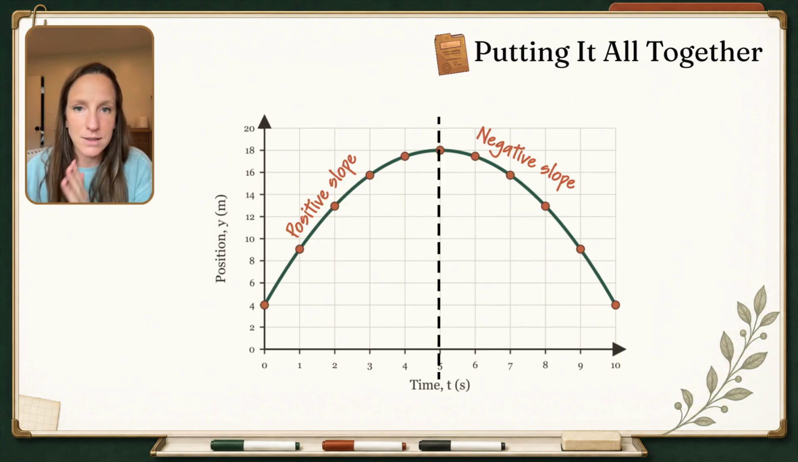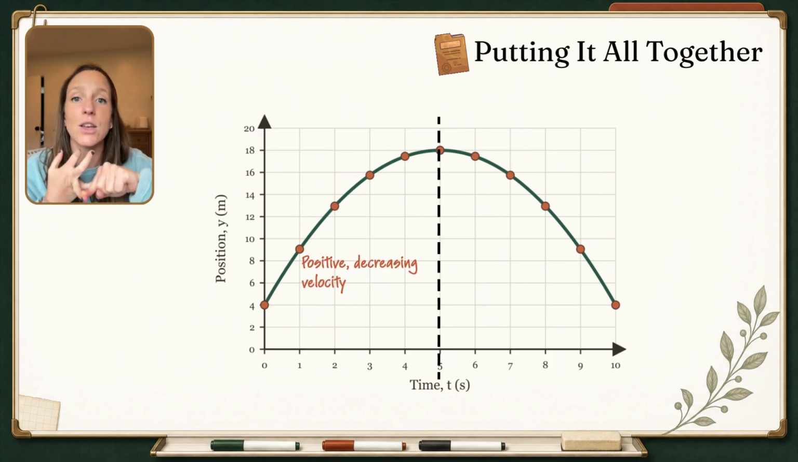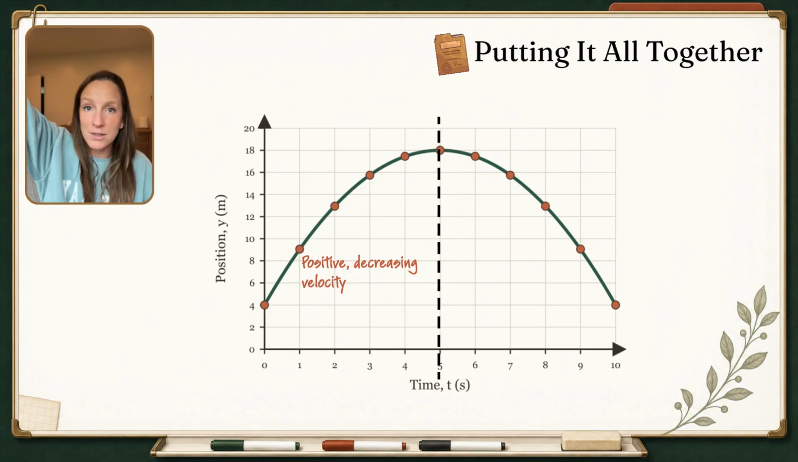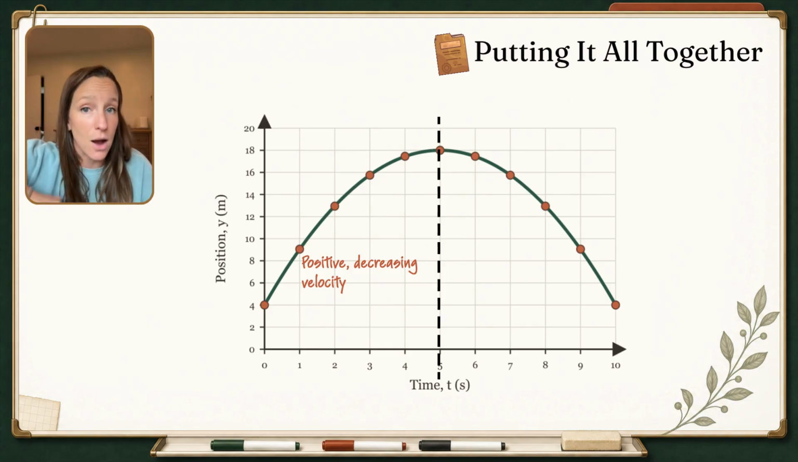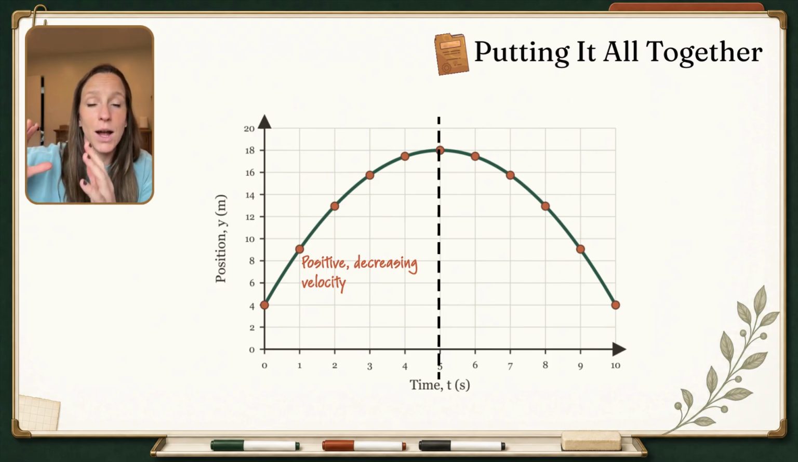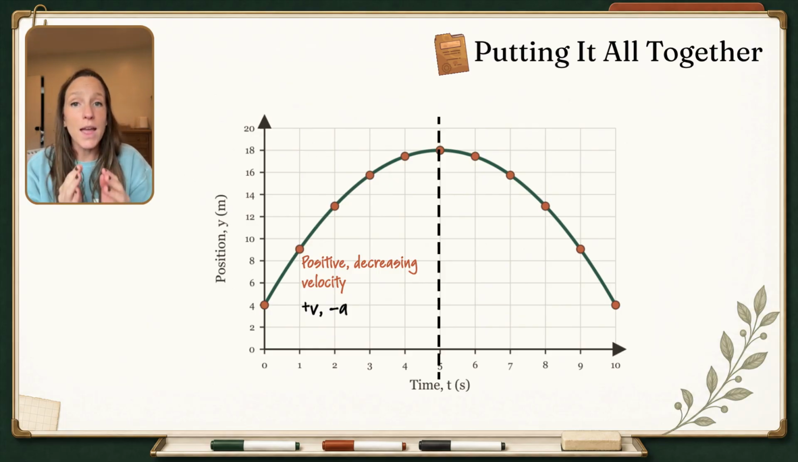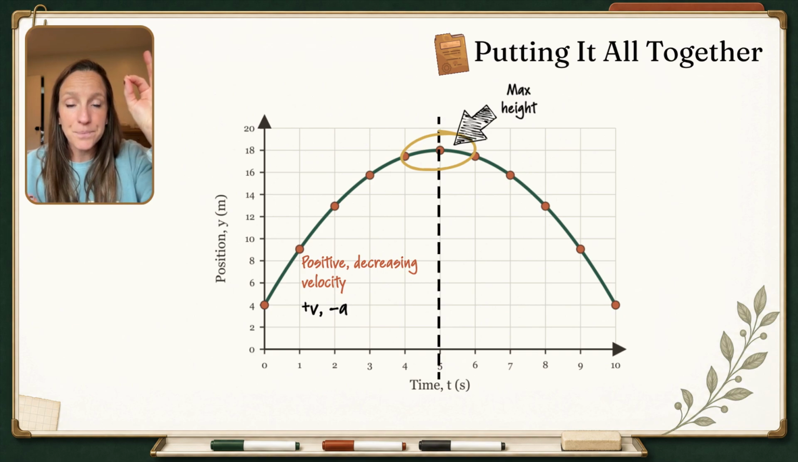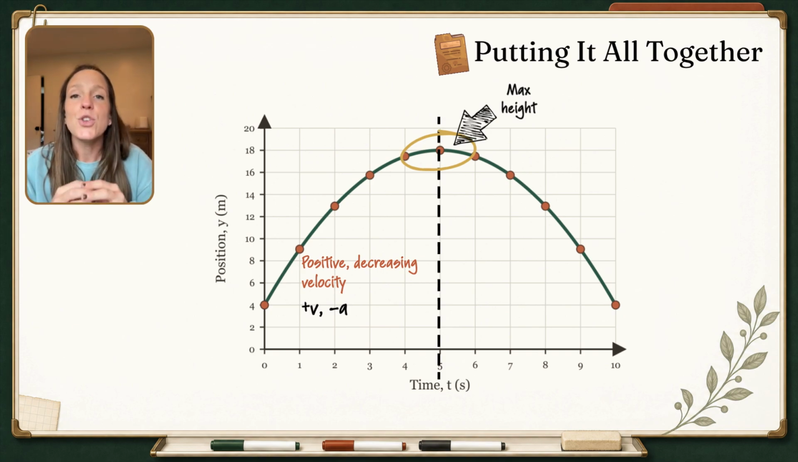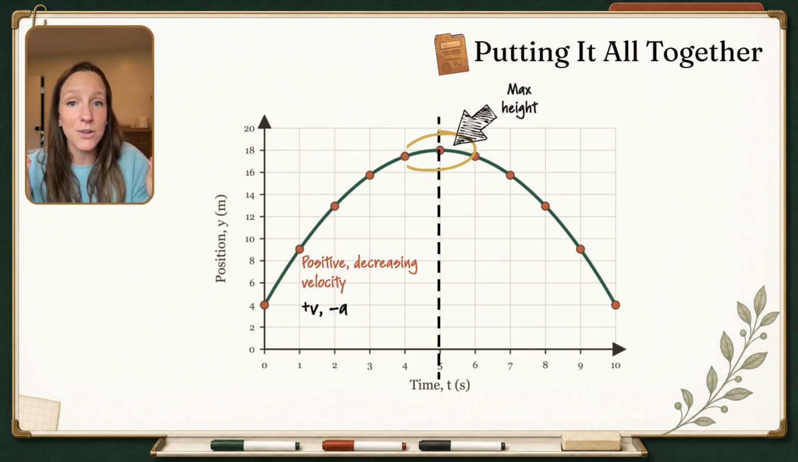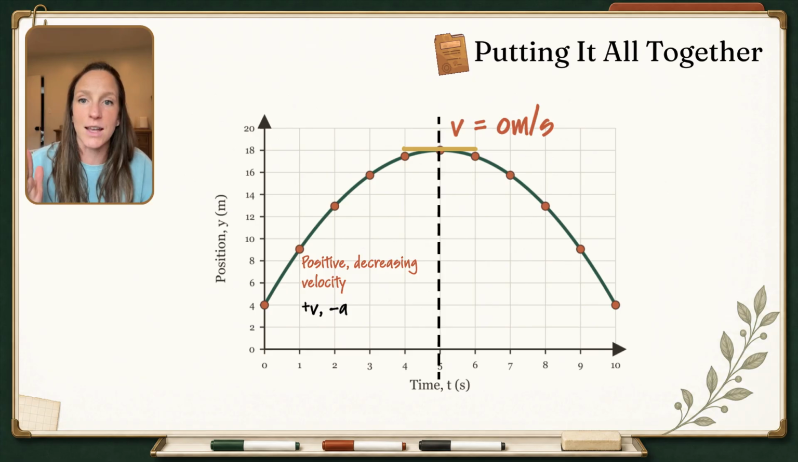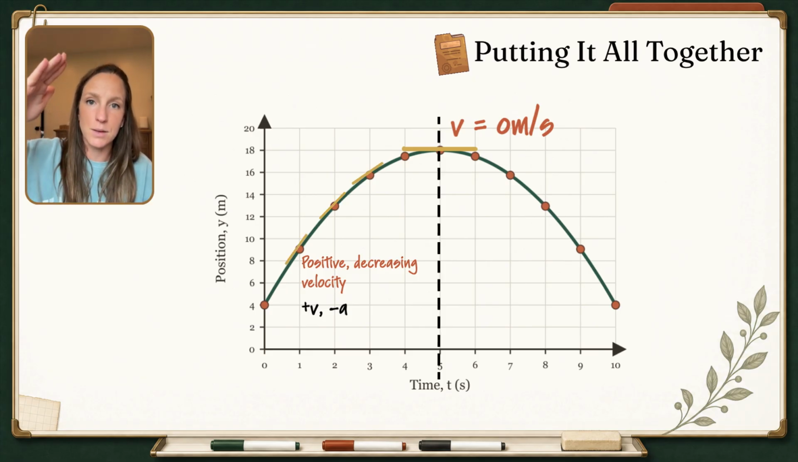So on the left-hand side of our graph, we have a positive but decreasing slope. So we have positive decreasing velocity, which again is consistent with an object thrown upward in the air. It's moving up in the positive y direction, but it's slowing down. So the left-hand side is described by positive velocity and negative acceleration. Then we reach this maximum height, but there's something interesting going on here. You have this instantaneous slope of 0 right at the top. So if we're drawing tangent lines, they're positive, getting less steep, less steep, less steep.